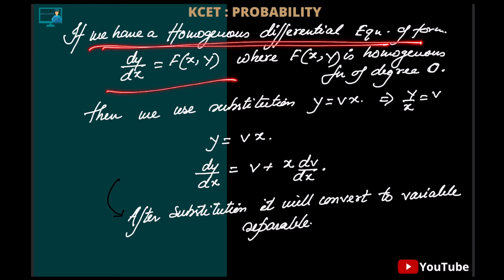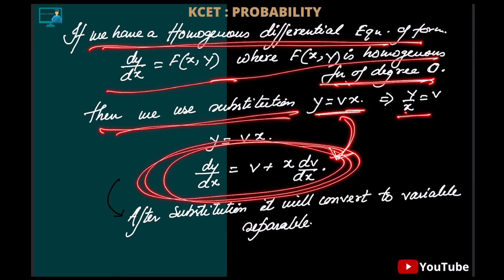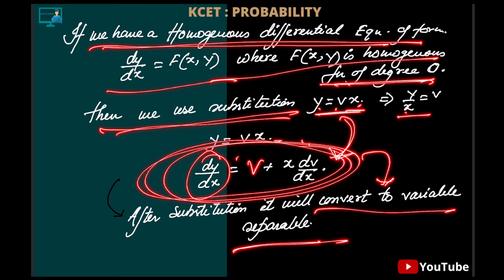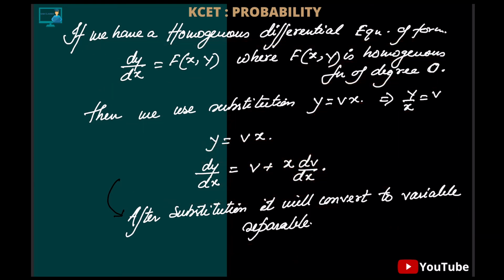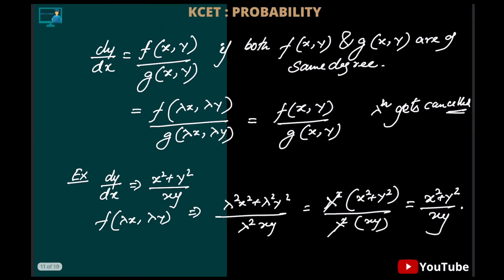So whenever we have a homogeneous equation of order 0, degree 0, we use the substitution y is equal to vx, to reduce it into variable separable form. So we introduce y is equal to vx, differentiate it, so dy by dx equals v plus x into dv by dx. So done. Now it became variable separable, and you can solve it very easily. Okay, so let's see one example.